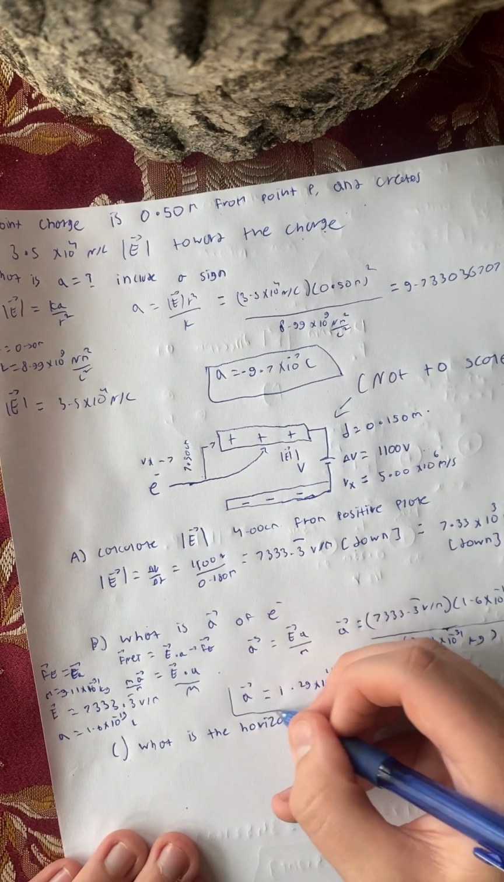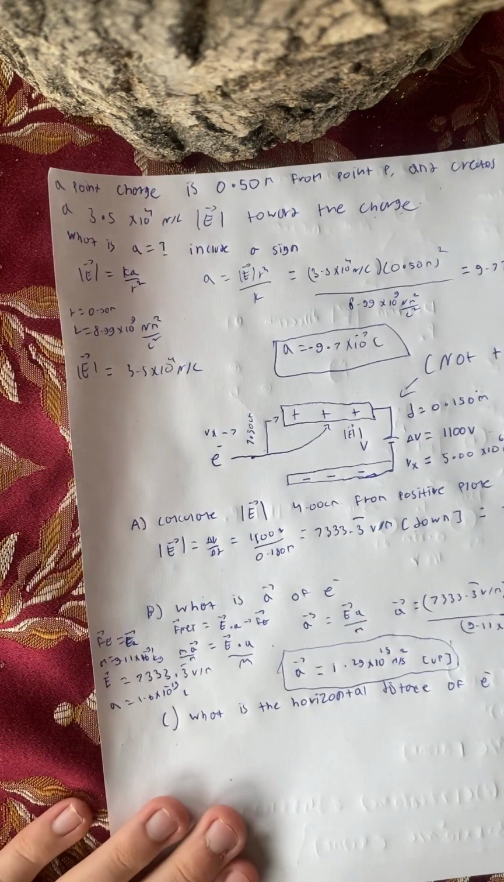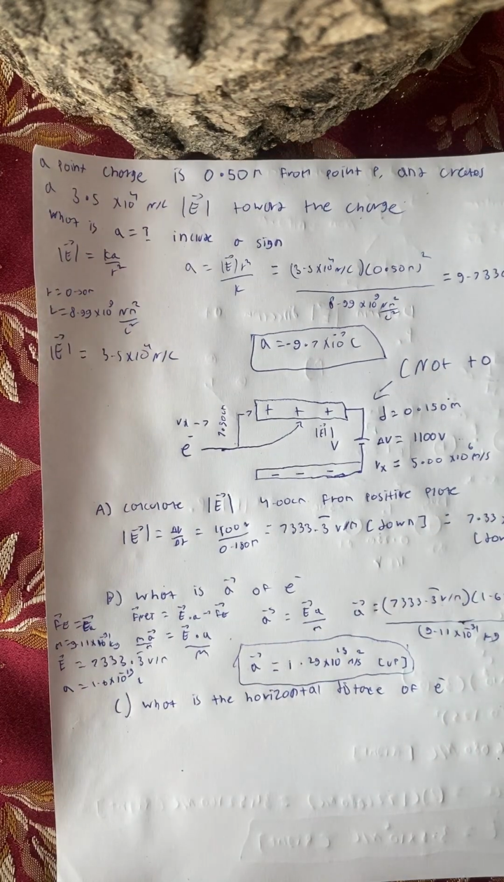And this would be the answer to part B. Okay. All right, we're doing good so far. So C, what is the horizontal distance of E, or the electron? So this is where we kind of put everything together, start including our kinematics, and think a little deeper.